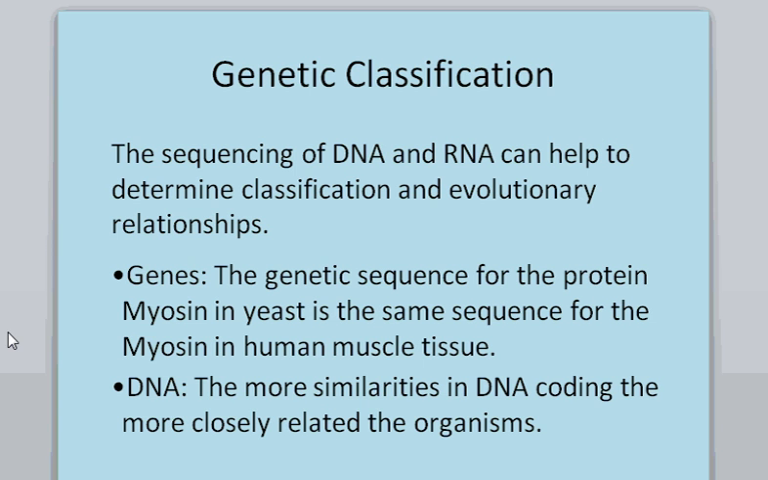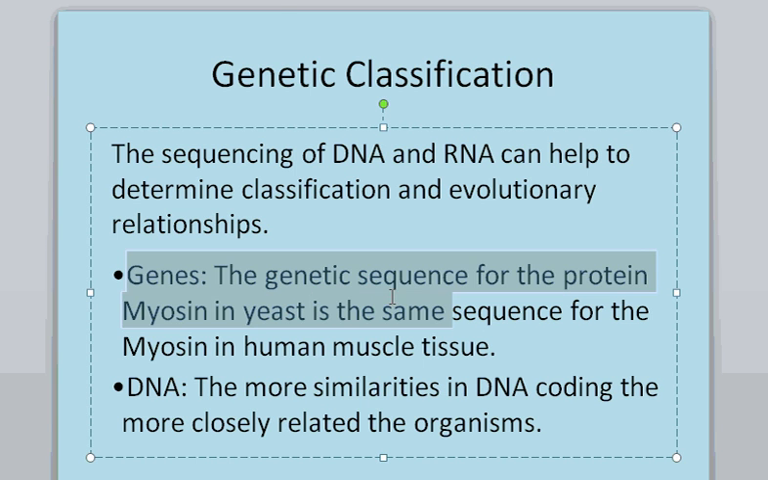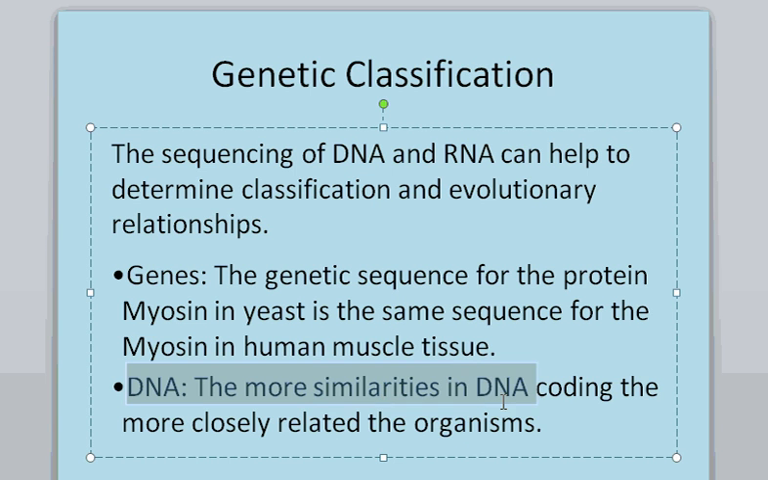Lastly, there's another couple of classifications that we can use. One being genes. We can look at genes that are shared between organisms. And then lastly, DNA. DNA is very much how they determine paternity suits, who's the daddy, if you will. They can also determine long lost relatives. They can determine a lot by looking at the DNA and exactly how similar it is to other people.